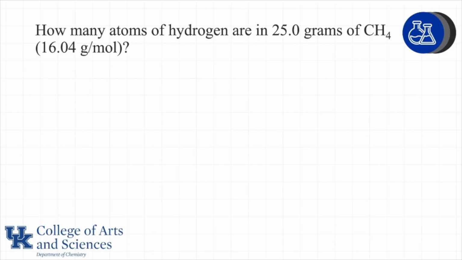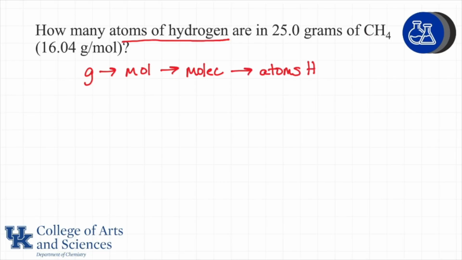How many atoms of hydrogen are in 25 grams of CH4? In the previous problem we looked at the number of atoms total in a mass of water. Here we're looking specifically at the atoms of hydrogen. Looking at our diagram from before, we're going to start with grams, convert to moles using molar mass, using Avogadro's number to get to molecules, and then using the ratio from the chemical formula to get to atoms of hydrogen.